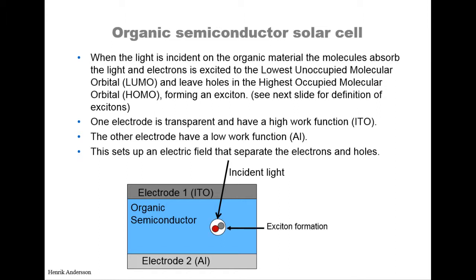One electrode is transparent and has a high work function. Typically this can be indium tin oxide. The other electrode has a low work function, and typically this can be aluminum. This sets up an electric field that separates the electrons and holes and transports them to the electrodes where they can be extracted and form a current.